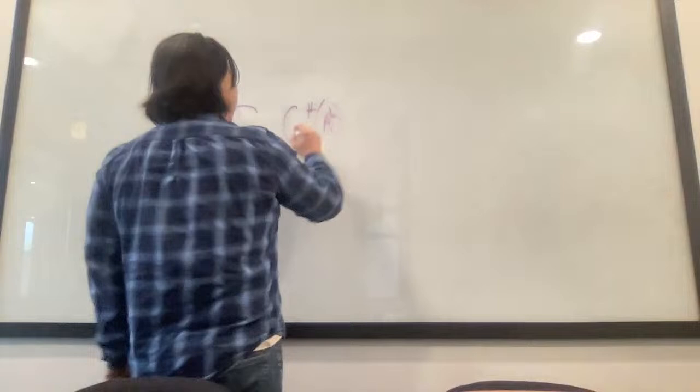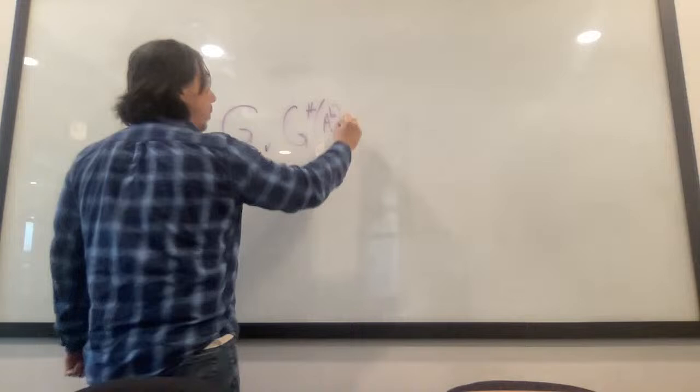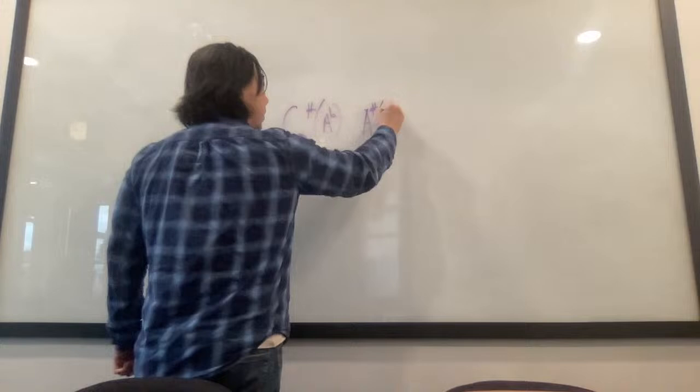Okay, that's a half step. Now we need a whole step. So above that's going to be A sharp or B flat. Okay, so we have a half, whole. This is the octatonic scale.